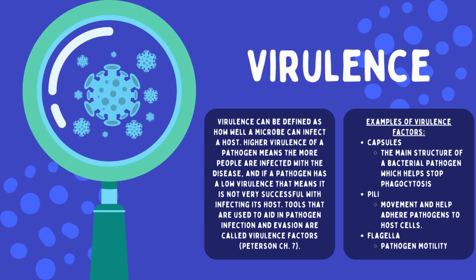So basically, those are things that are going to better help pathogens infect us. Some examples of virulence factors are capsules, which are going to be like the main structure, kind of like a cell wall or cell membrane, which are going to help stop phagocytosis in our second defense of our immunity.